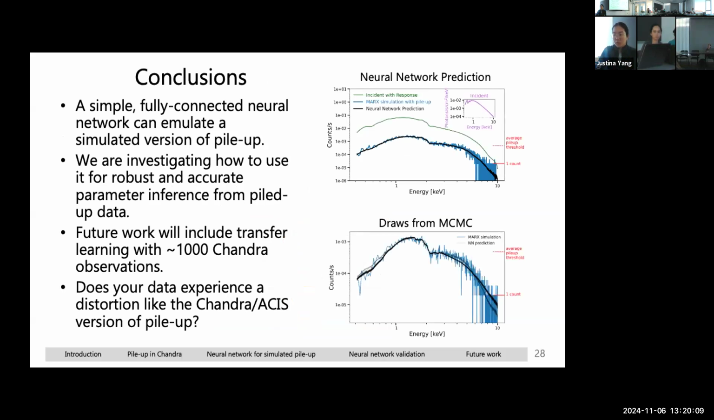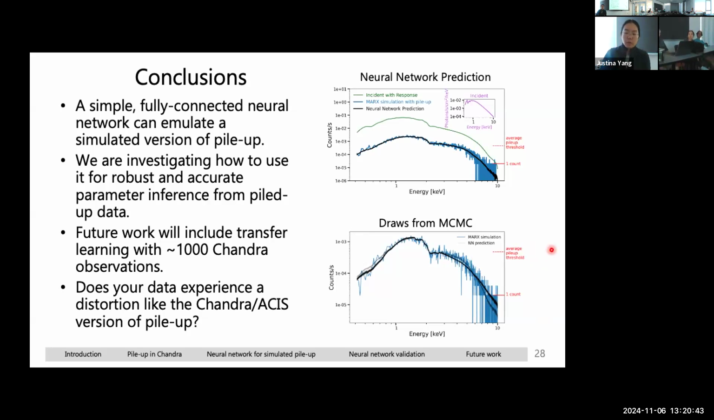Okay, so conclusions from what I've talked about today are that the fully connected neural network that I showed a few slides ago can emulate the version of pileup that shows up in MARX, which is based on the Davis 2001 model. I showed a few draws from the MCMC to show that pileup spectra corresponding to draws from parameter space reasonably well match the simulated data from MARX, but still there's more work to do there.